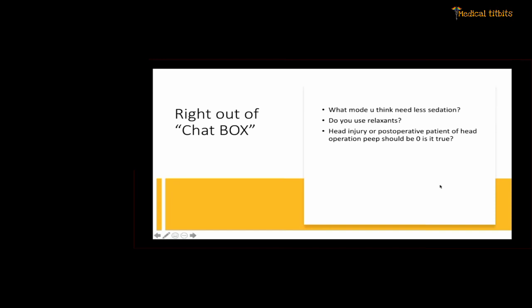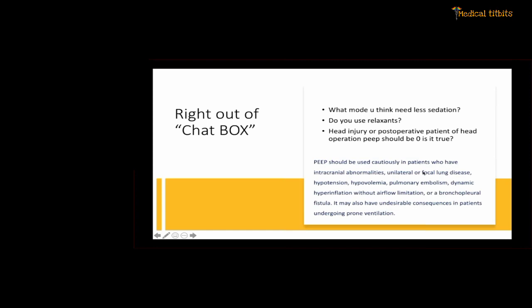Head injury or postoperative patient of head operation, PEEP should be 0. Is it true? PEEP actually should be used cautiously in patients who have intracranial anomalies, or when you are speaking about unilateral or focal lung diseases, when the patient is having hypotension, hypovolemia, pulmonary embolism, or dynamic hyperinflation without airflow limitation, or even in the case of bronchopleural fistula. High PEEP might cause venous congestion and raised ICP.